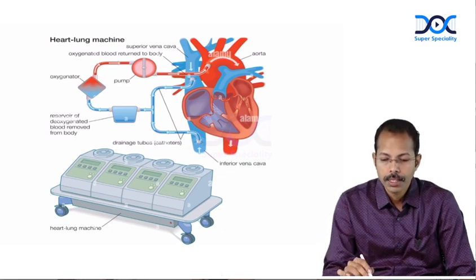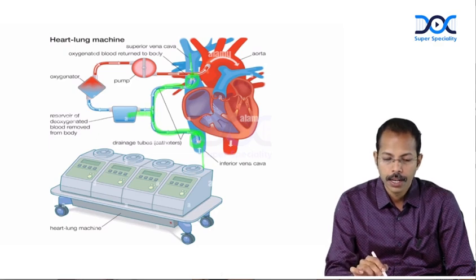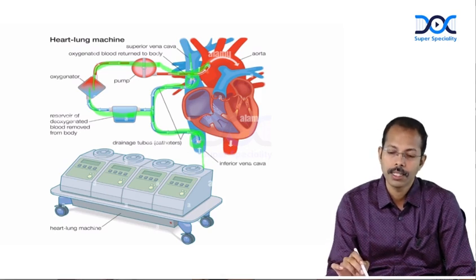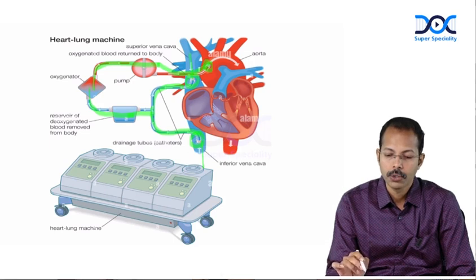So here, this is the SVC. This is the IVC. So venous return from both SVC and IVC will be drained to the venous reservoir, and that will be oxygenated with the membrane oxygenator, and the oxygenated blood will be returned back into the aorta, that is distal part of the ascending aorta, through the aortic cannulation. So this is the simple mechanism behind the usage of the heart lung machine.